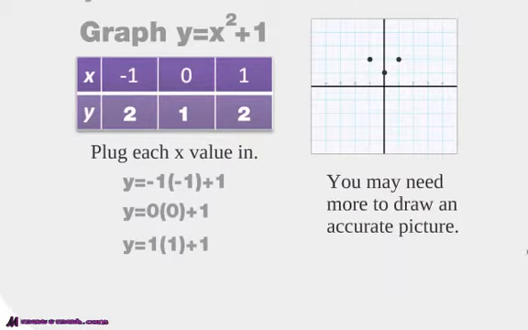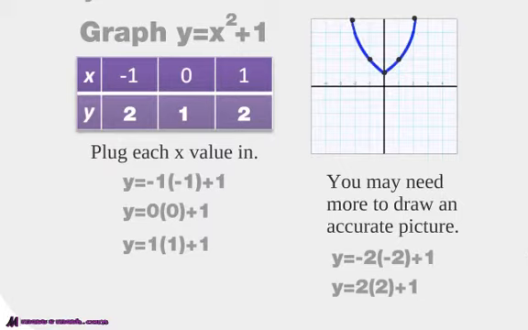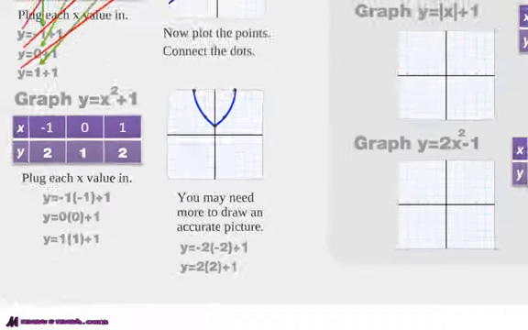You know, sometimes you might actually need to get more points to draw a more accurate picture. So for example, let's take -2. Well, -2 times -2 is +4 plus 1 is 5 there. So -2, 5. Let's do +2, which also gives us 5. And then we can draw the graph from here. Gives us a little bit more picture that it looks like this little horseshoe, letter U, up and down, right? So sometimes you might need to actually pick more points in order to graph it. But no big deal, right? It's not that hard to plug in those points.